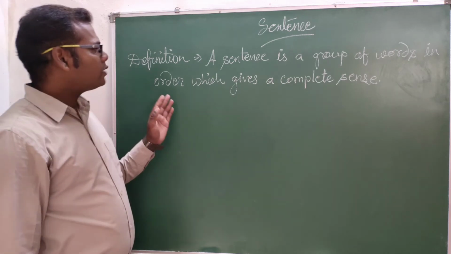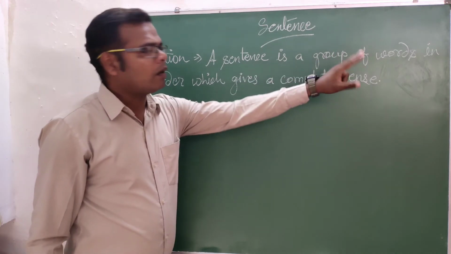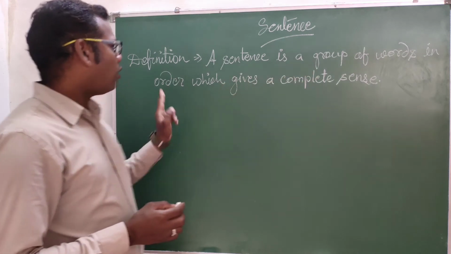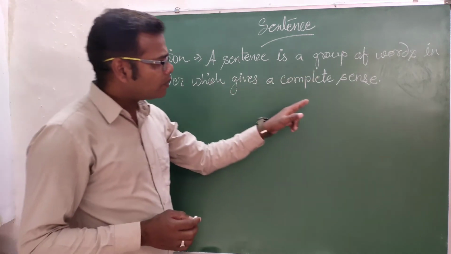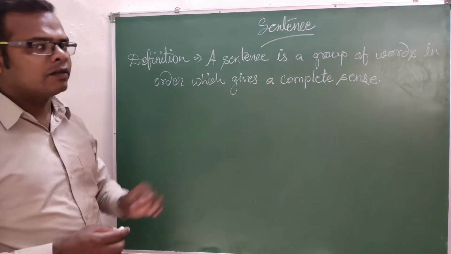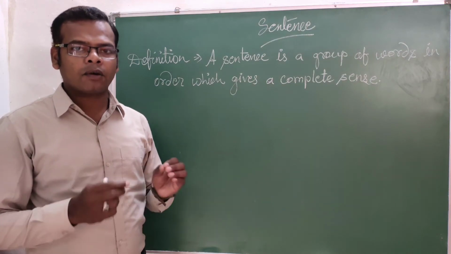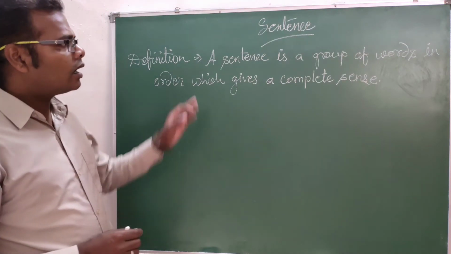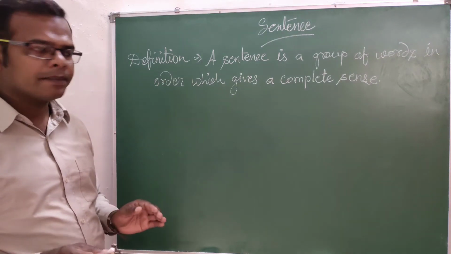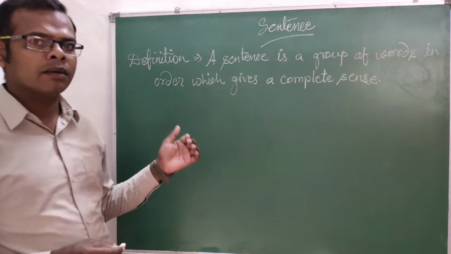So guys, as we can see, a sentence is a group of words. What group of words? In order which gives a complete sense. That means with the help of this definition, we can say that when the words are arranged in a proper sequence, they produce a sense which make a sentence. Okay? So to understand this, let's look up some of the examples.